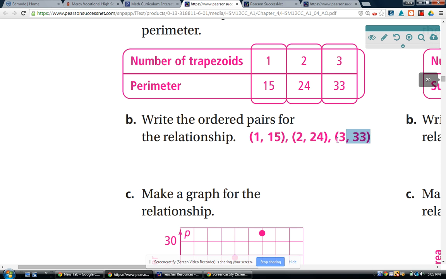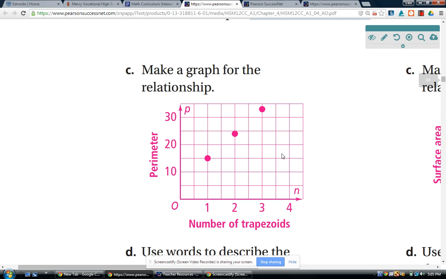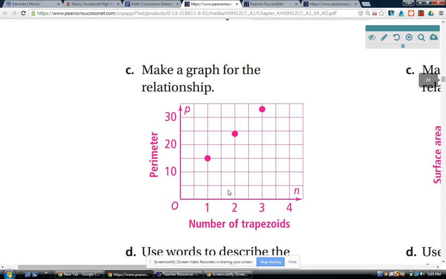We're going to take our ordered pairs, and we are going to make a graph. And we've done this before, and we're going to use our x terms, or the number of trapezoids, and we're going to write those across. Think about the x-axis runs across. Our y terms, or the perimeter, is going to run vertically. And then we're just going to make our coordinates. We're going to plot them on our graph. 1 trapezoid, perimeter of 15. 2 trapezoids, we'd have a perimeter of 24. 3 trapezoids, we'd have a perimeter of 33.